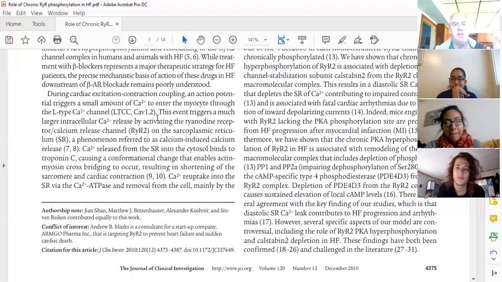So you go in, you take out the normal gene that's there, put a new gene in, and this one lacks that serine that gets phosphorylated, so it can't be phosphorylated anymore. So mice engineered with ryanodine receptor lacking the PKA phosphorylation site are protected from heart failure progression after myocardial infarction. Okay, Celine.